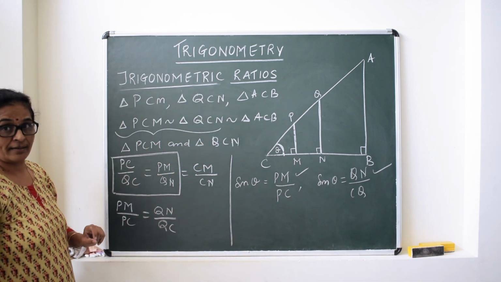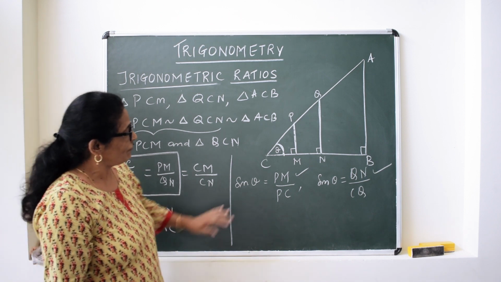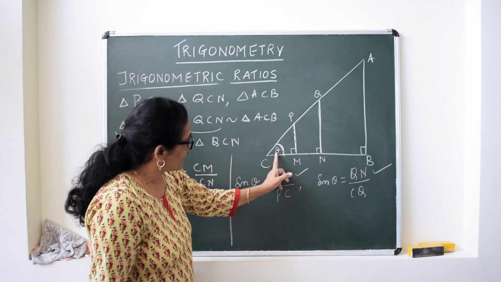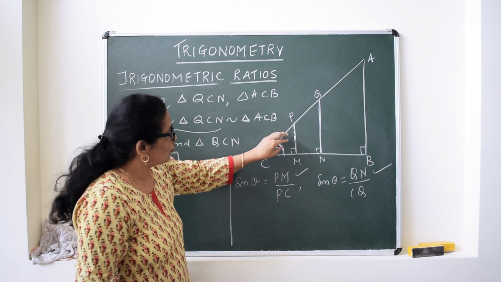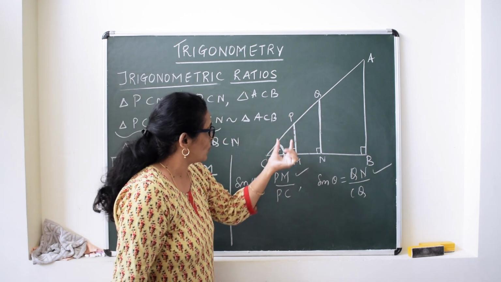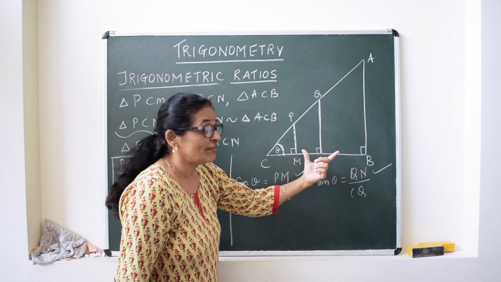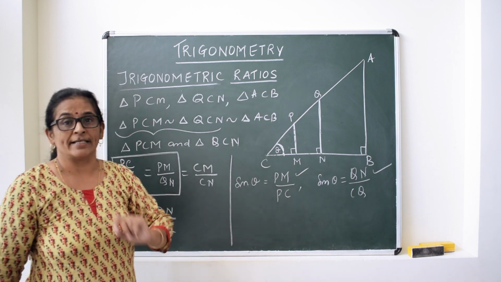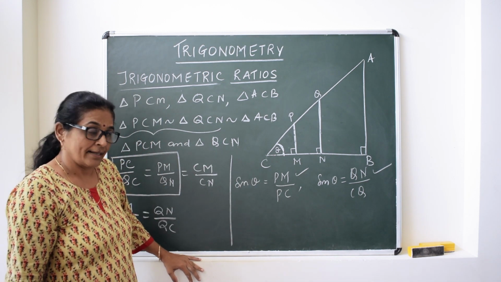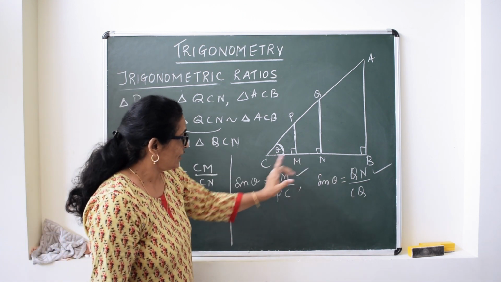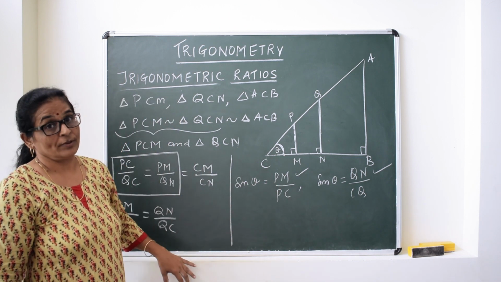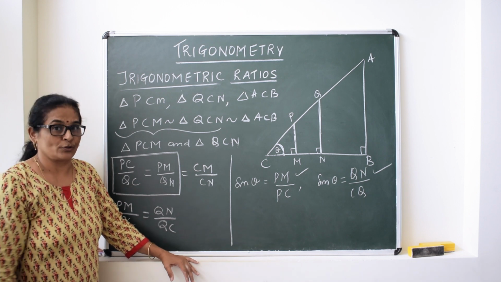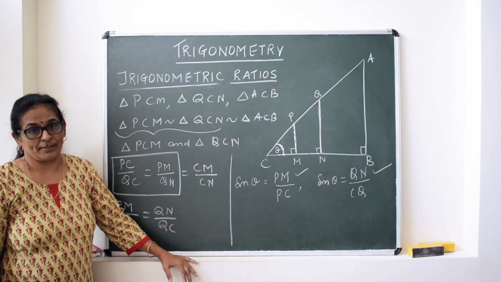What does it mean? It means that if we are taking similar triangles, where this angle theta is the same for all these triangles, the lengths are different, but the ratio will not change. This is one of the properties: length may vary but the trigonometric ratio will not vary with that. Similarly, we can see for the other ratios also. So this is one of the properties.